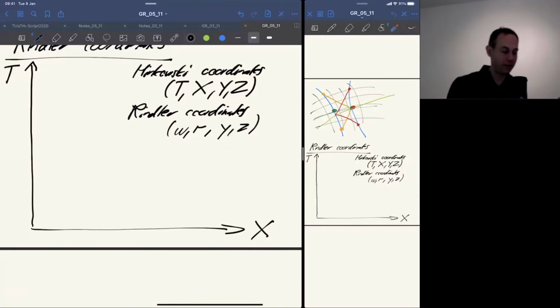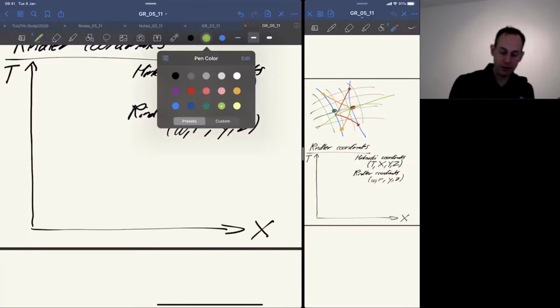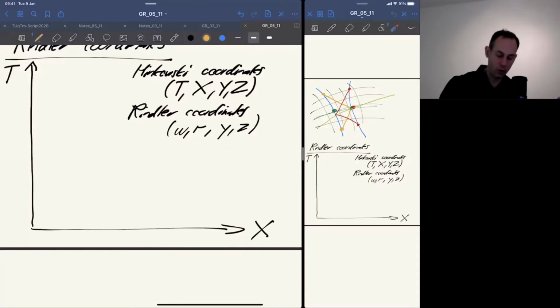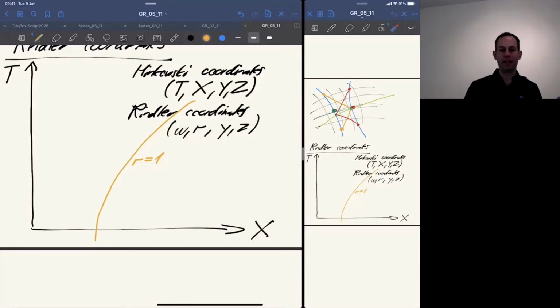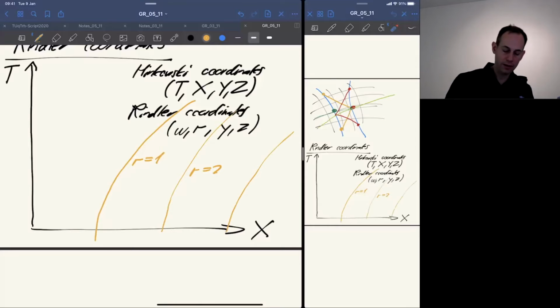Now the Rindler coordinates will look as follows. I just draw the coordinate lines. Let me draw the coordinate line, for example, when I let r be 1 and I vary omega. For simplicity, let's just assume y and z, both capital and non-capital, are set to 0. So this will be the coordinate line r equal 1. Then I may have a coordinate line r equal 2, and one r equal 3, and so on.